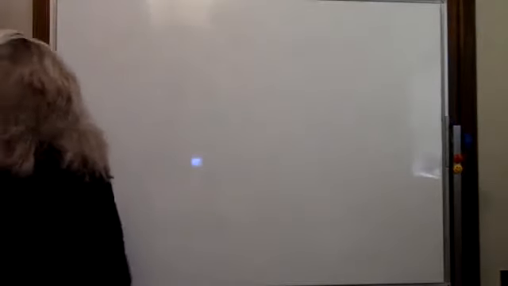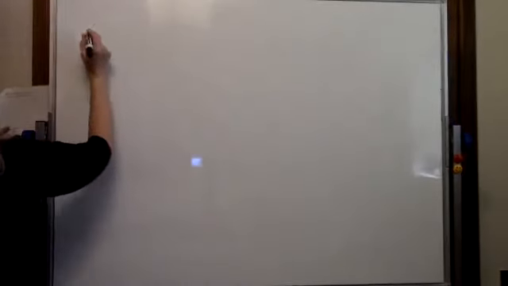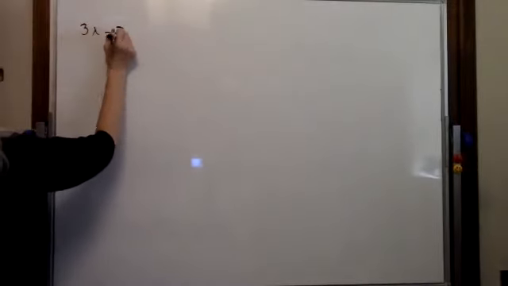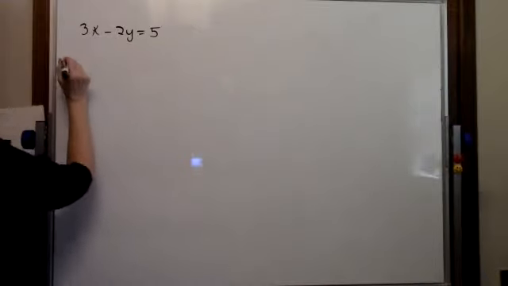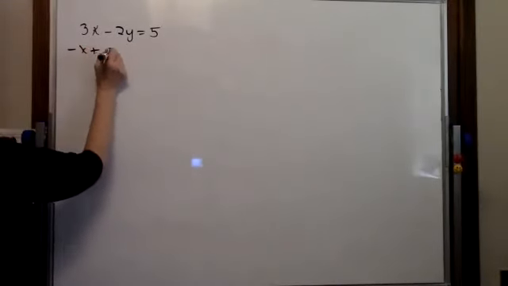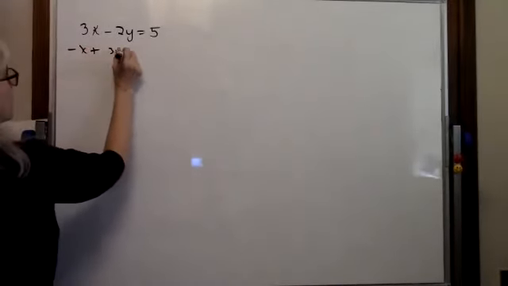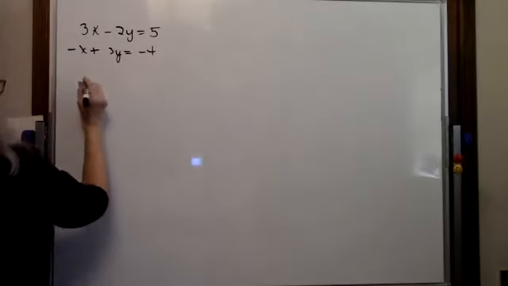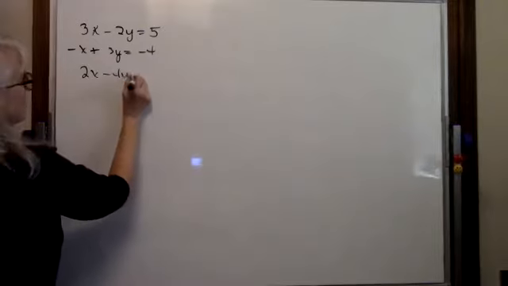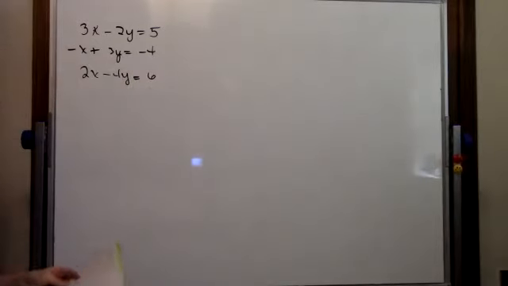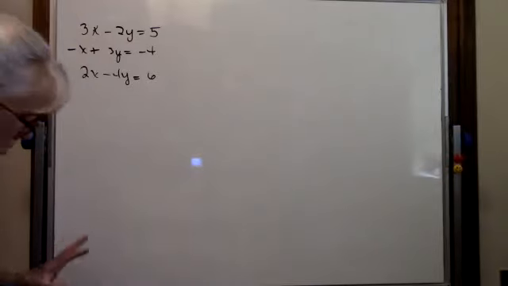Okay, so our first example has 3x minus 2y is equal to 5. We also have negative x plus 3y is equal to negative 4. And we have 2x minus 4y is equal to 6. So let's write it as our augmented matrix and then come in and solve it.